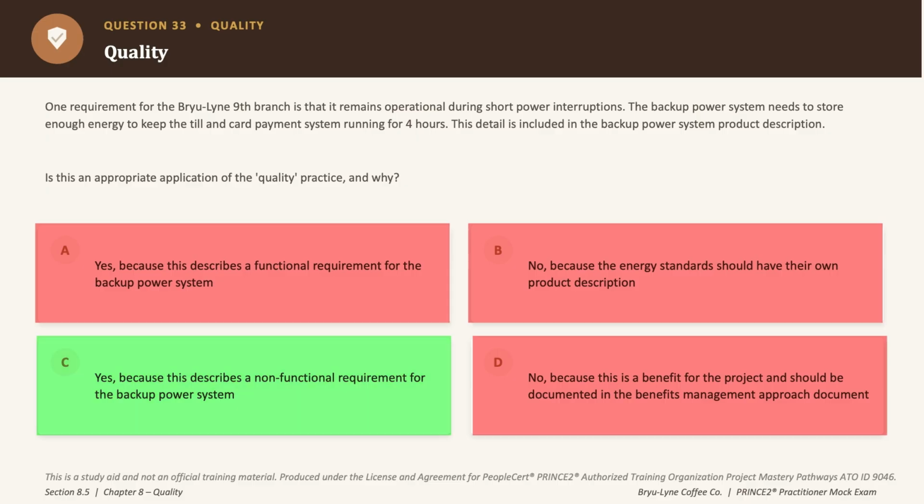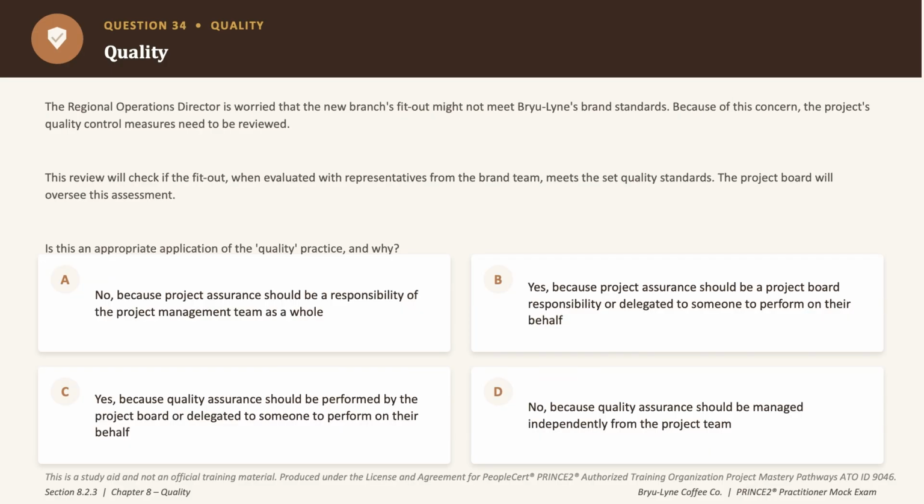Moving on to the final question from the quality practice. Please read the question and try to solve it first before we do this together. Right, so the regional operations director is worried that the new branch's fit out might not meet Brewline's brand standards, and they want a review checking the fit out against quality standards with brand team representatives overseen by the project board. Now the question is, is this an appropriate application of the quality practice, and why?